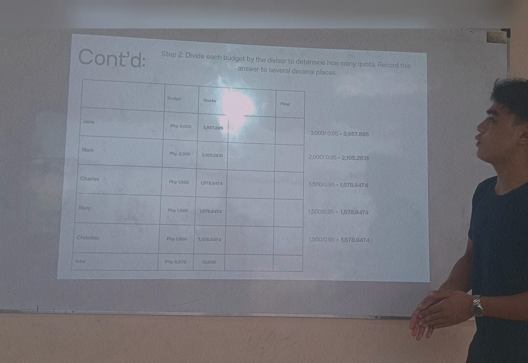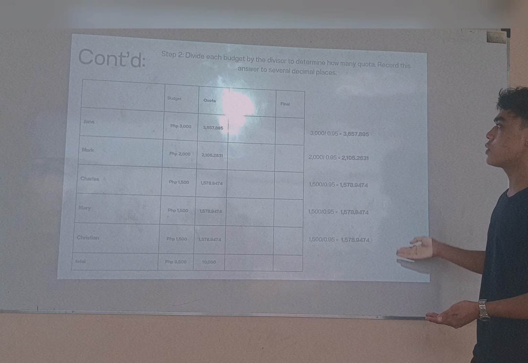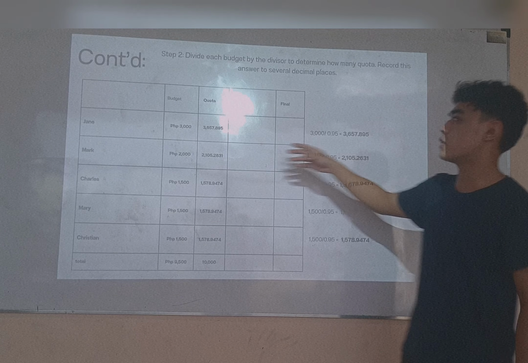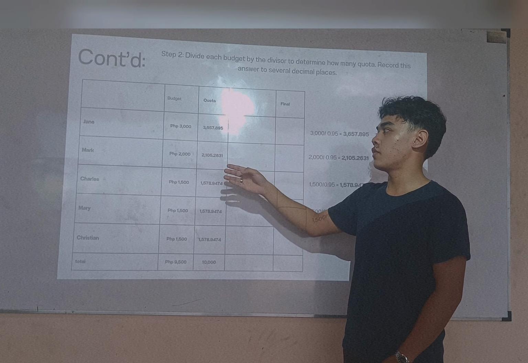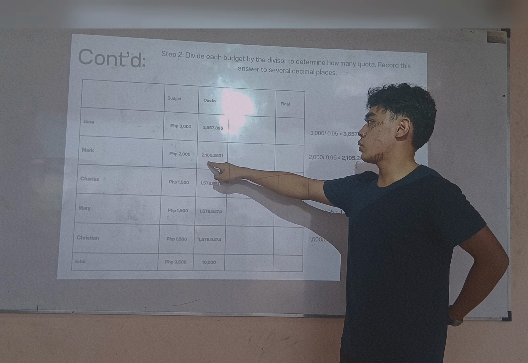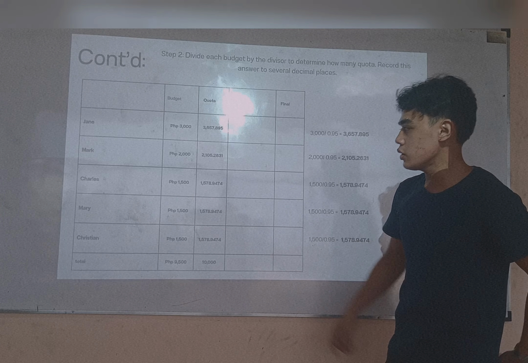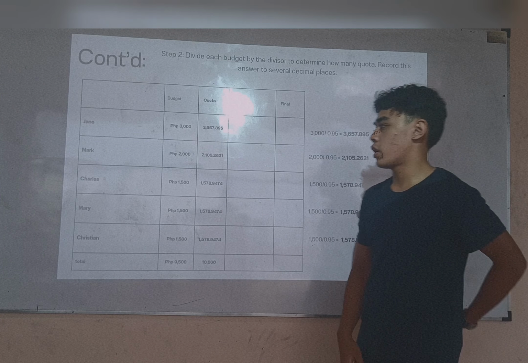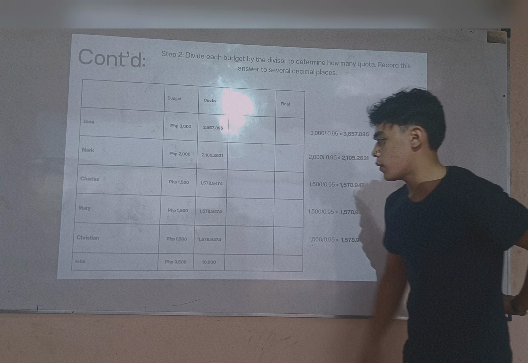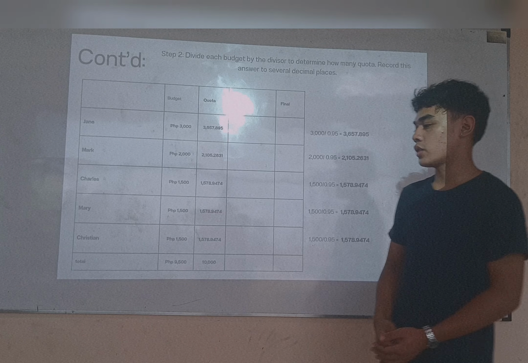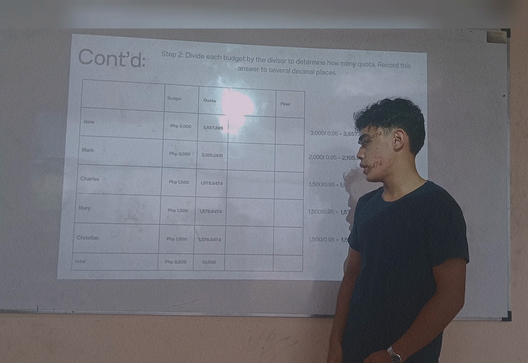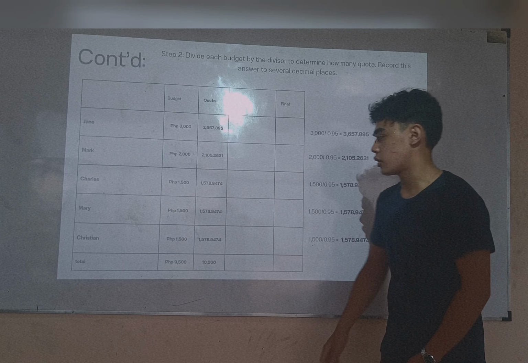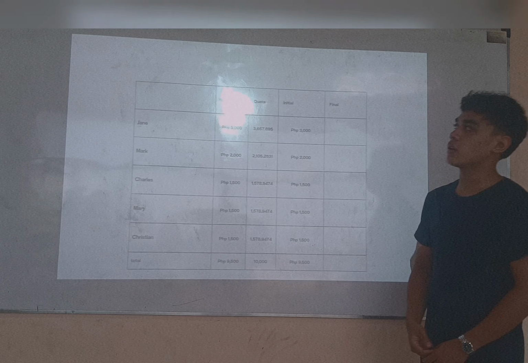So in step 2, we need to divide each budget by our divisor, which is 0.95. 3,000 divided by 0.95 will give us 3,157.895. Mark will give us 2,105.26. Charles will have 1,578.94. Mary we got 1,578.94. Christian we got 1,578.9474. In total, 9,500.